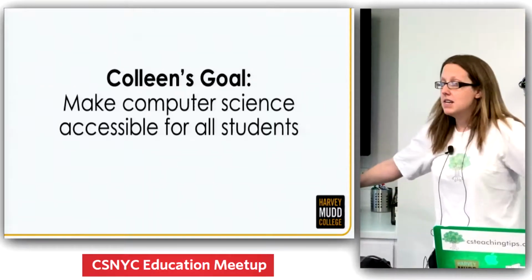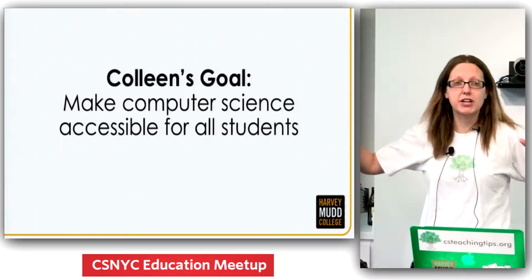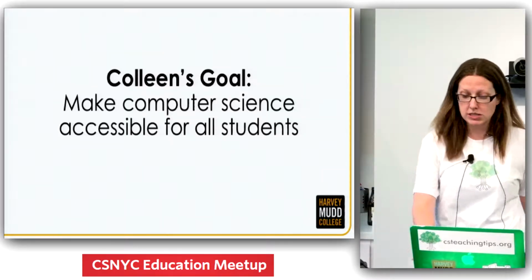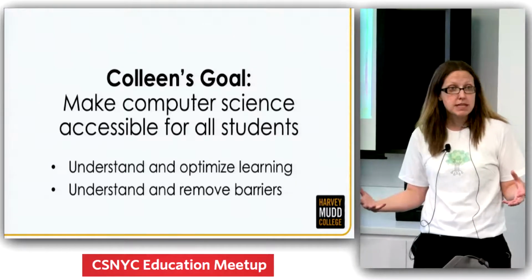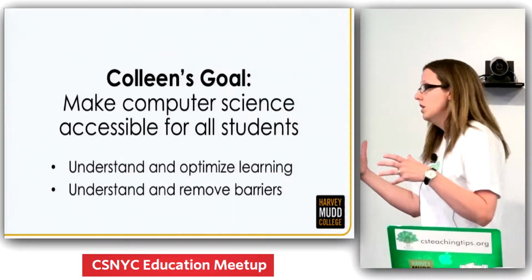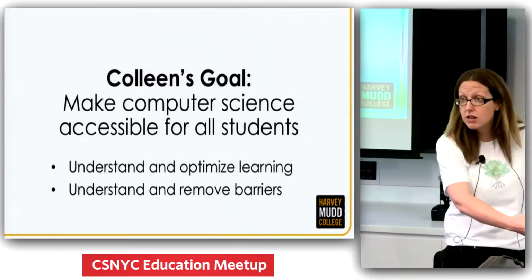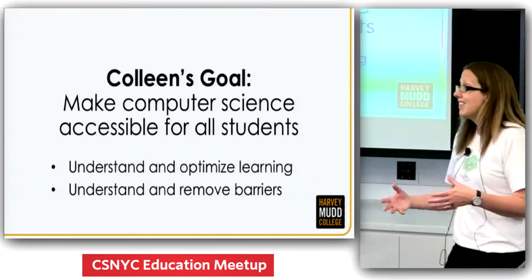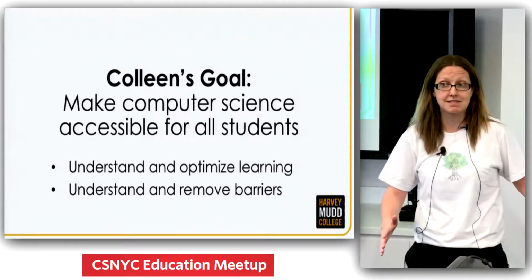Okay. But as an introduction, here's what I'm about. My personal and professional goal is to make computer science more accessible for all students. That's what I think matters. In my research, I try and do this by understanding and optimizing learning environments. And in my research, I try to understand and remove barriers. Okay, so this is both my research focus, and then when I get to teach sixth graders, I'm doing this, and when I get to teach at Harvey Mudd College students, I'm doing this. And if I thought that I could be more effective at doing this in some other way, I would be doing that. Does that make sense?